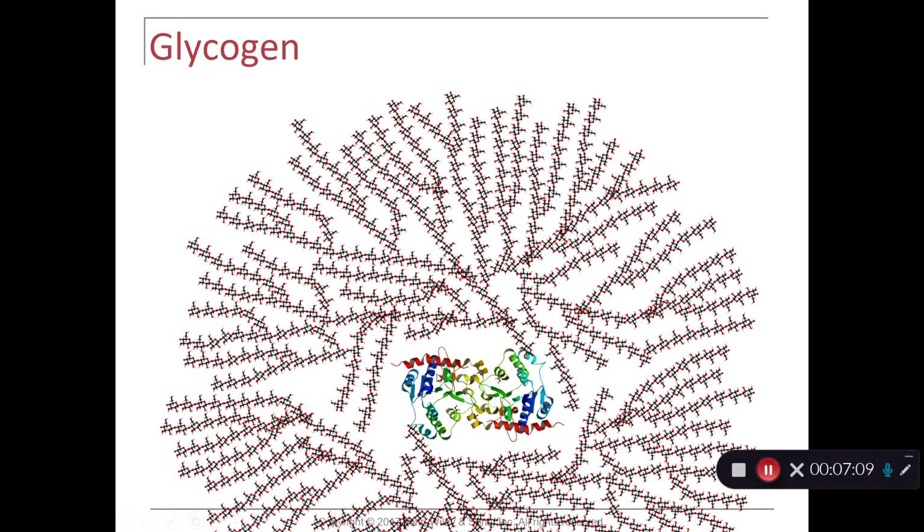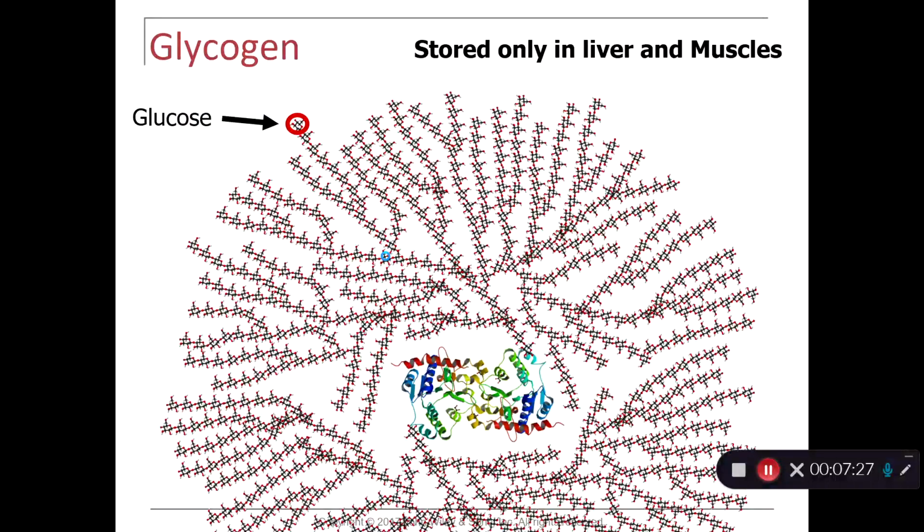Right here in the middle of that glycogen, you've got a nice little protein structure and all these little itty bitty dots with some blacks and reds and whites. Well, one of those itty bitty things is a glucose. So glycogen is a way for animals to store sugar, to store glucose. You're going to only store it in your liver and your muscles. Liver, you can pour it back out into the blood. Muscles, not so much.